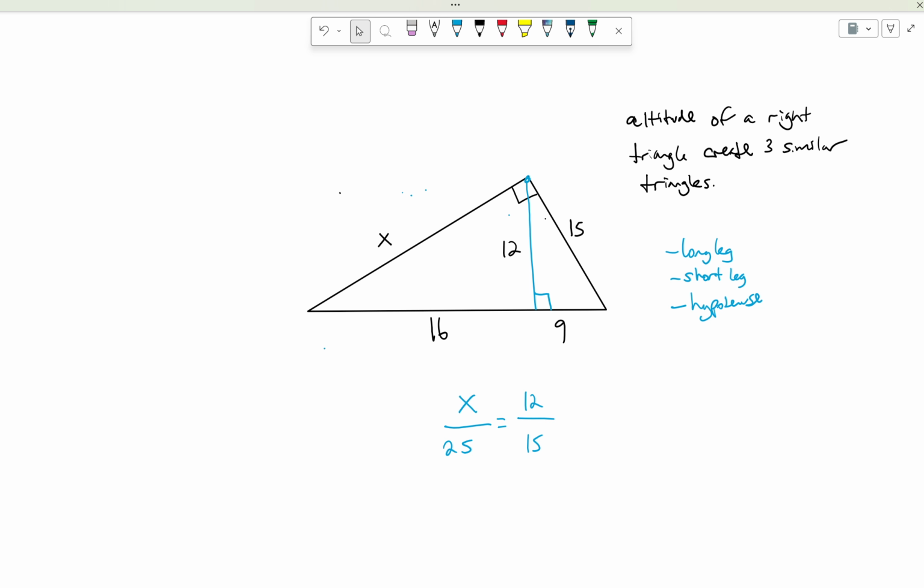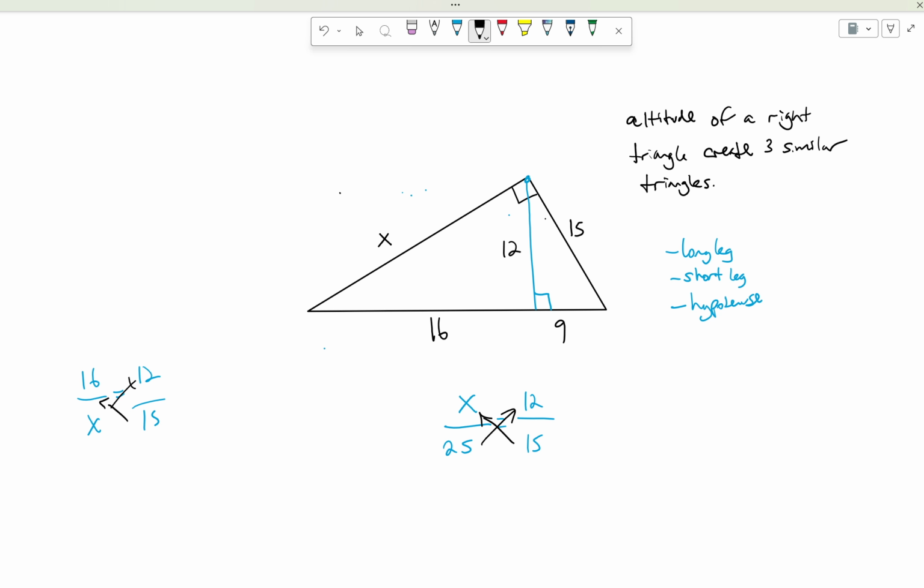Now, another way we could have gone about this, okay? I'll do this on the side because when I do this problem, it's going to be pretty quick. I could have gone long leg to hypotenuse, 16 to x, and I'm going to get the same thing over here, 16 to x, long leg to hypotenuse, right? And I could go long leg 12 to hypotenuse 15. Now watch what's going to happen in both cross products, right? I'm going to get the same exact thing.